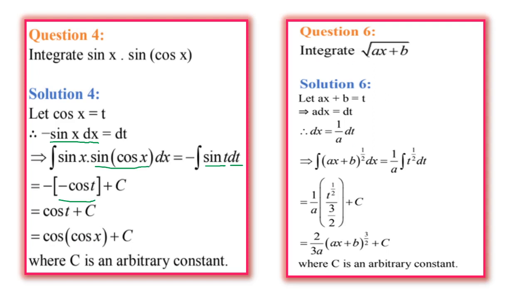Question number 6, integrate under root ax plus b. Here we assume ax plus b equal to t. Now let's take the derivative: a, and derivative of x is dx, or you can simply write a is equal to dt by dx, and then that dx will come here, right? Now what is the value of dx? That is 1 upon a dt. Now let's put the values here.